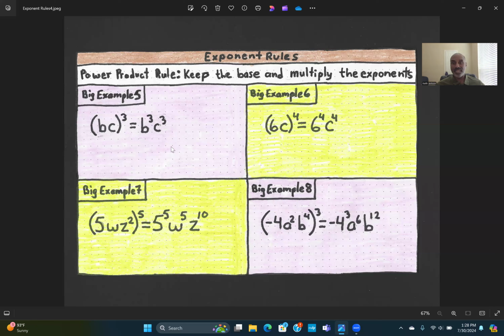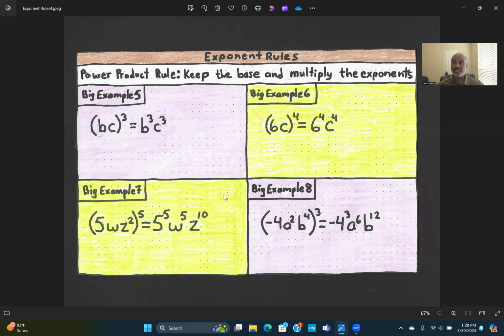All right, and let's go to big example 6, in which we have 6c raised to the fourth power. We're going to do the same thing. We're going to follow the format and the design just like we did with big example 5, because we're going to distribute that power to the 6, and we're going to distribute that power to the c. And so now we have our answer as 6 raised to the fourth power times c raised to the fourth power.